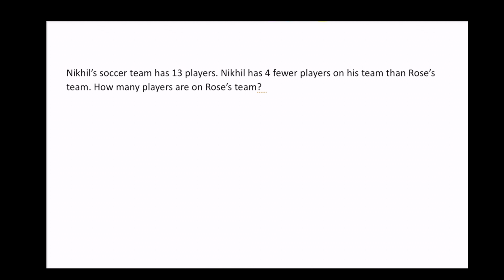Nikhil's soccer team has 13 players. Nikhil has 4 fewer players on his team than Rose's team. How many players are on Rose's team? We have two friends, Nikhil and Rose. In Nikhil's team, there are 13 players. We don't know how many players are in Rose's team, but there's a clue which says that Nikhil has 4 fewer than Rose. So let's represent the problem in the tape diagram.